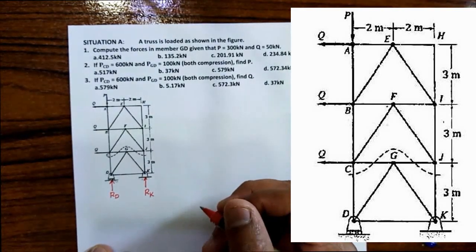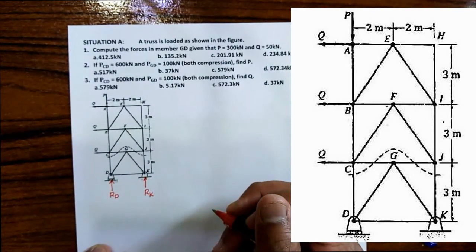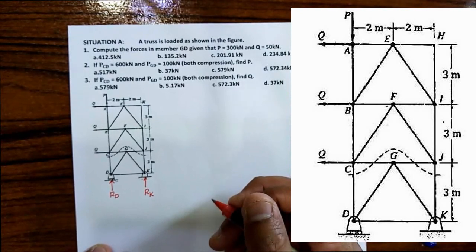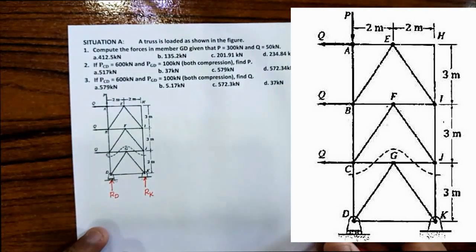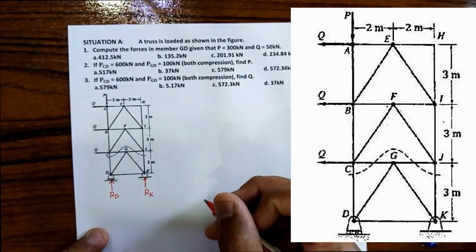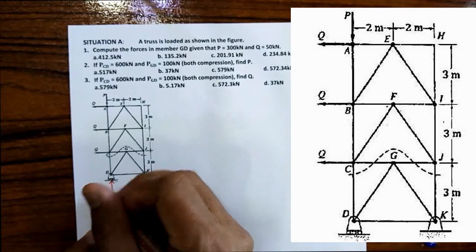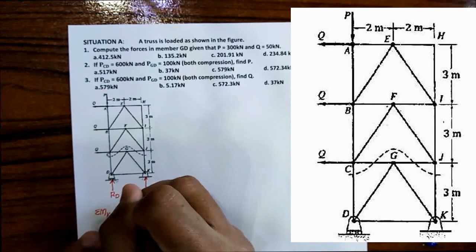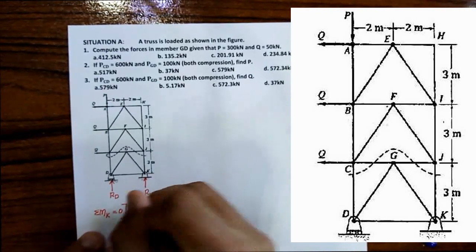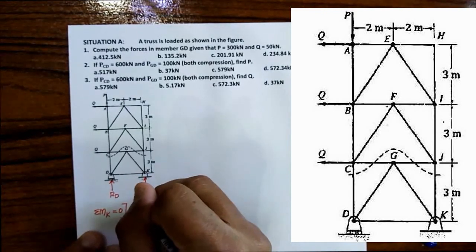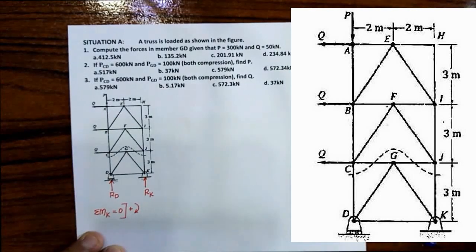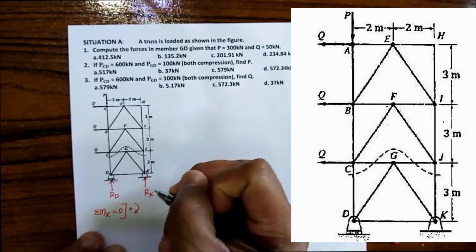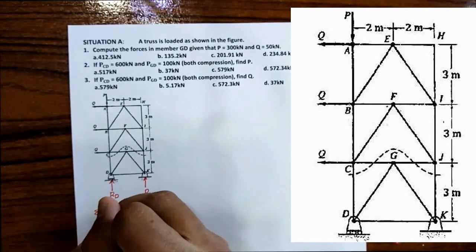So, by equilibrium, summation of moment is equal to zero. Summation of forces horizontal is equal to zero. Summation of forces vertical is equal to zero. So, we take the summation of moment about K. Summation of moment at K is equal to zero. Positive clockwise direction. So, what are the positive clockwise direction? R sub D.